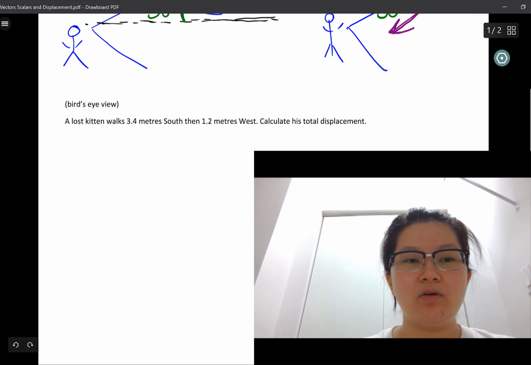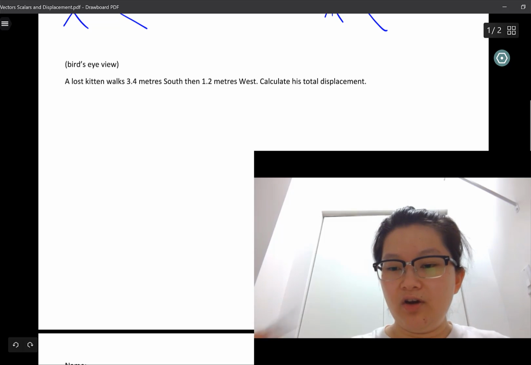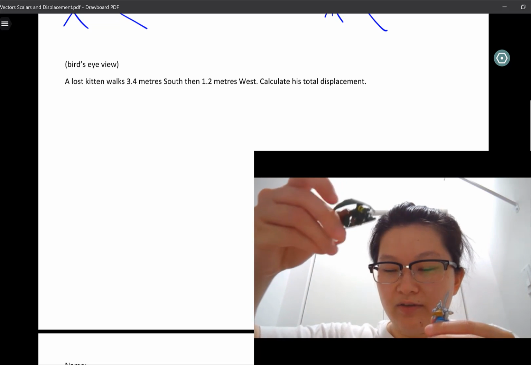Let's go down to what happens if you look down on something, like a bird's eye view. What that looks like is, imagine you have this dragon.